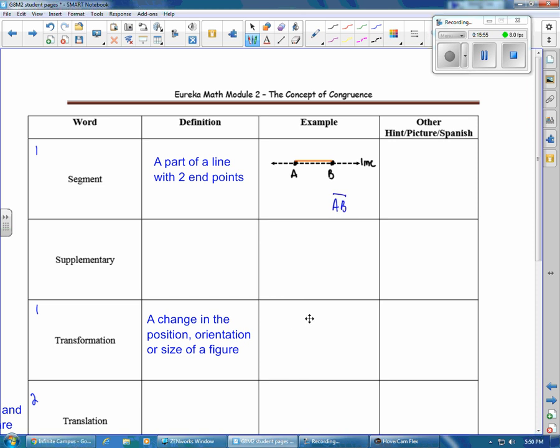And again, with this one, I don't have an actual example, but we can say the transformations that we're going to be doing in this module are translations. Sometimes we call that a slide. Rotations. That might be a turn. Or reflections. And that would be a flip. That's probably what you called them in elementary school. Okay.